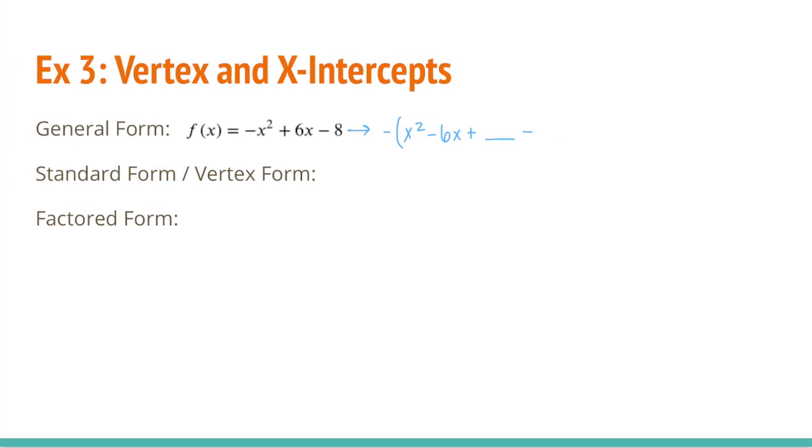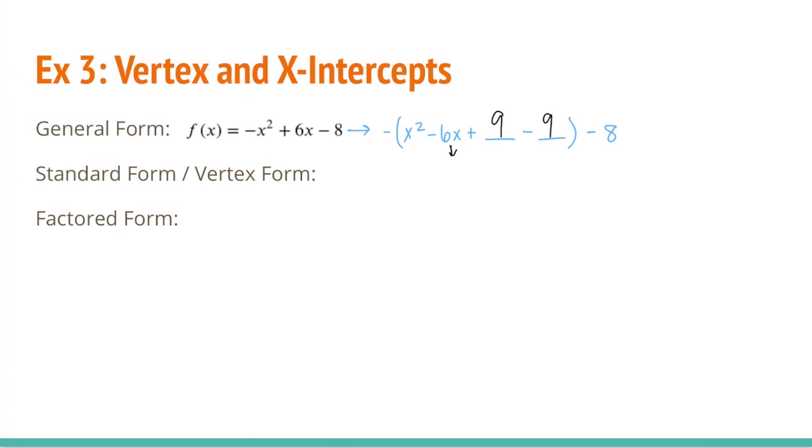And I'm leaving my negative 8 outside. I know that whatever goes here is going to be my middle term divided by 2, and then squared. So 6 divided by 2 will be 3 squared. I'll get 9, and then I need to subtract that 9. Okay. Now I'm going to simplify again.